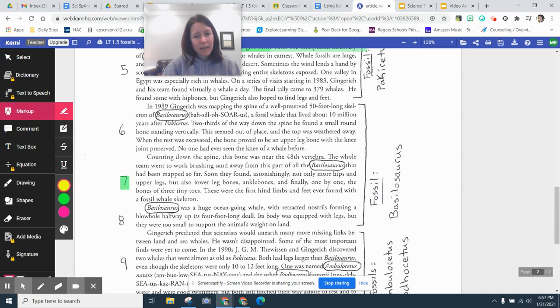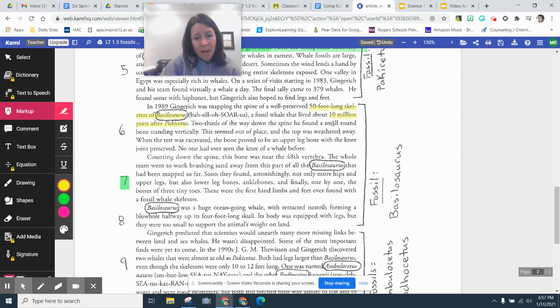So we see a couple of things here. I see measurements now. We didn't see that before with Pakicetus, but that's important. When they were mapping the spine of a well-preserved 50-foot long skeleton, okay, I'll go ahead and highlight that. A fossil whale that lived about 10 million years after Pakicetus. So that means it's younger.